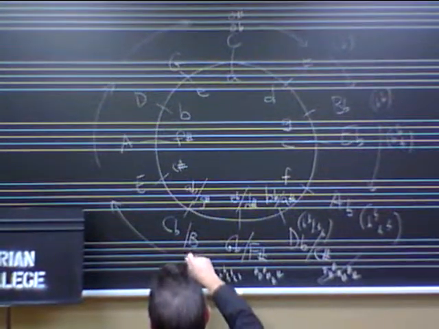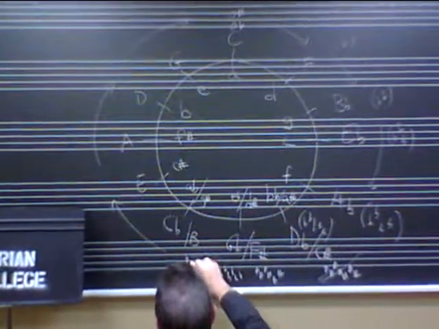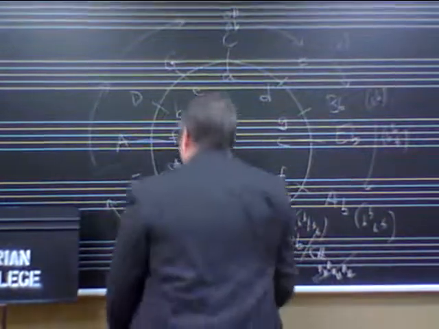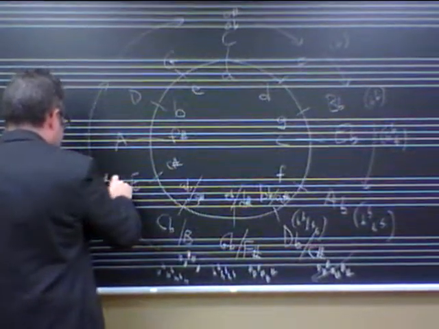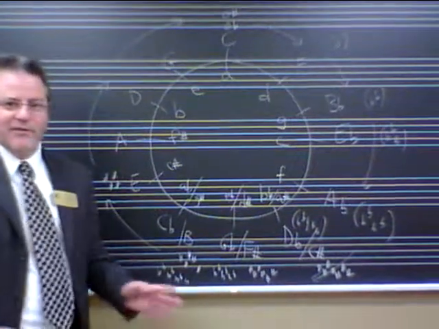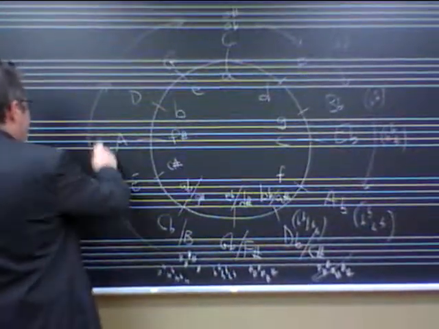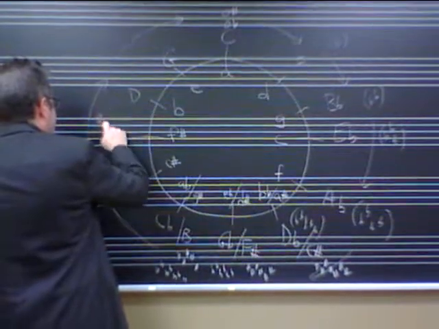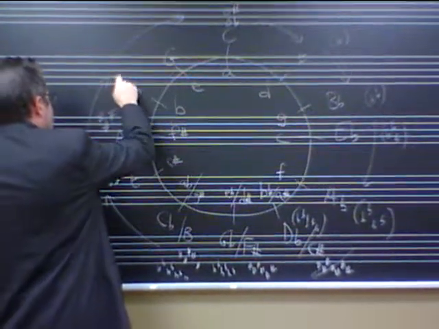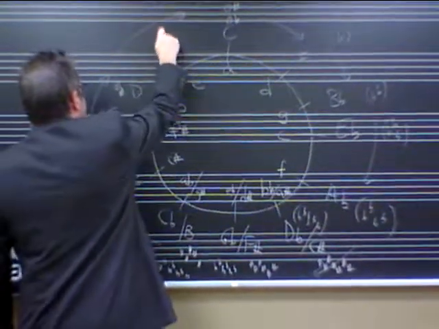And B is 5 sharps, 1, 2, 3, 4, 5. E is 4 sharps, 1, 2, 3, 4. Again, how they look on the lines and spaces here doesn't matter. 3 sharps for A. I will put this correctly if we think treble clef. D is 2 sharps. G is 1 sharp.